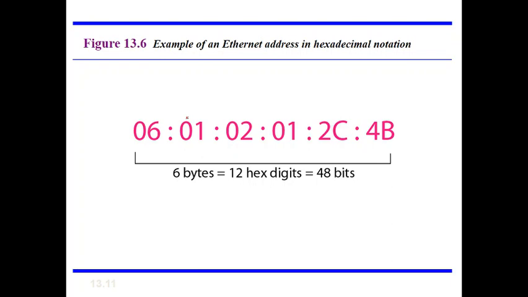So this is an example of a physical address, how it actually looks. Here we consider the Ethernet address. The length of the Ethernet address is 48 bits or 6 bytes, and it is represented in hexadecimal values. Here there are 1, 2, 3, 4, 5, 6 bytes. Each is 1 byte, 4 plus 4, 8 bits.